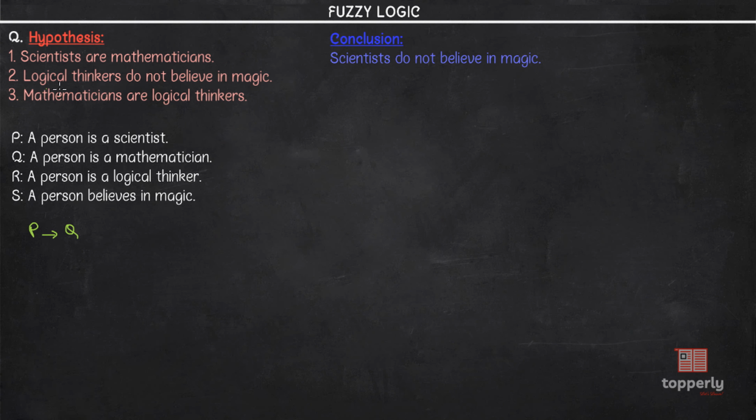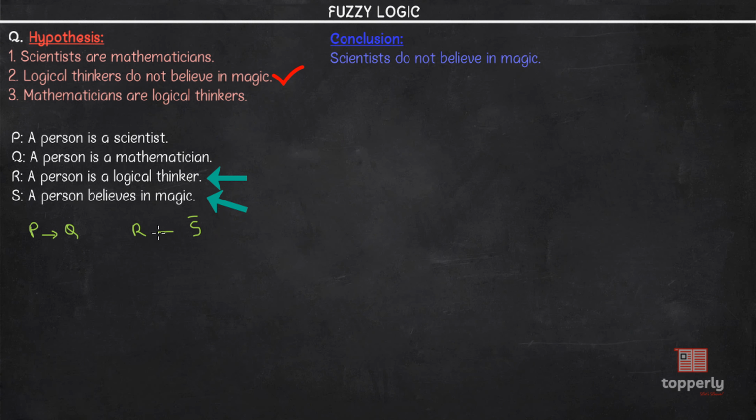In the next statement we have, logical thinkers do not believe in magic. We can see that R is a person who is a logical thinker and S is a person who believes in magic. So we write it as R and S. But according to the statement, logical thinkers do not believe in magic. Since S is a person who believes in magic, if you take the negation of S, we will get a person who does not believe in magic.